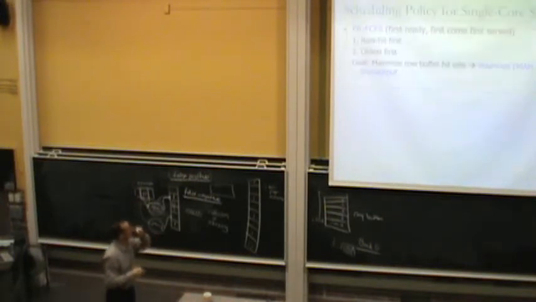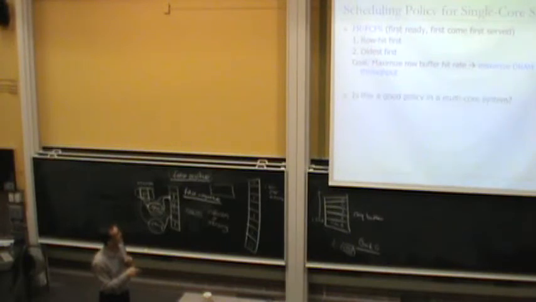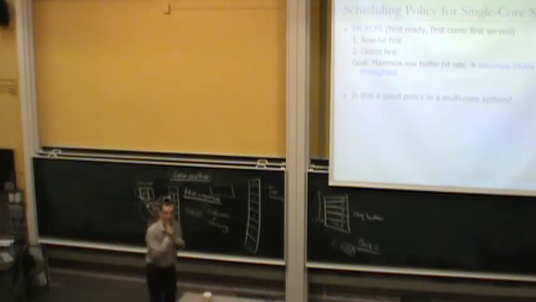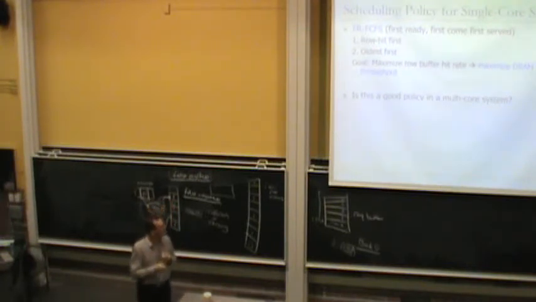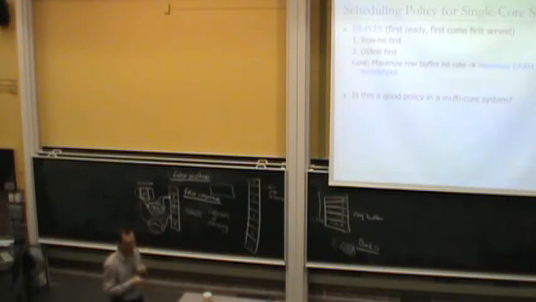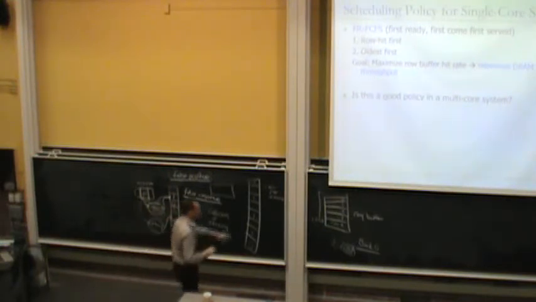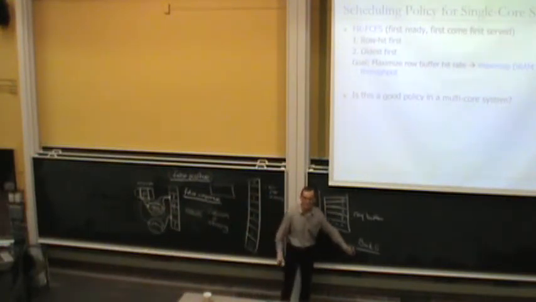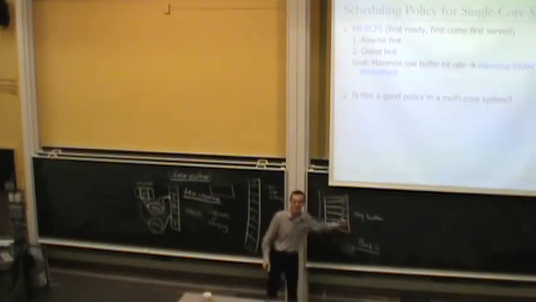So remember this request scheduling policy. The goal was this, right? And as one of you brought up last time, this is a good policy for a multi-core system. No. That's right, exactly. If one processor always keeps accessing the same row, then another processor will never get a chance to access that bank, right?